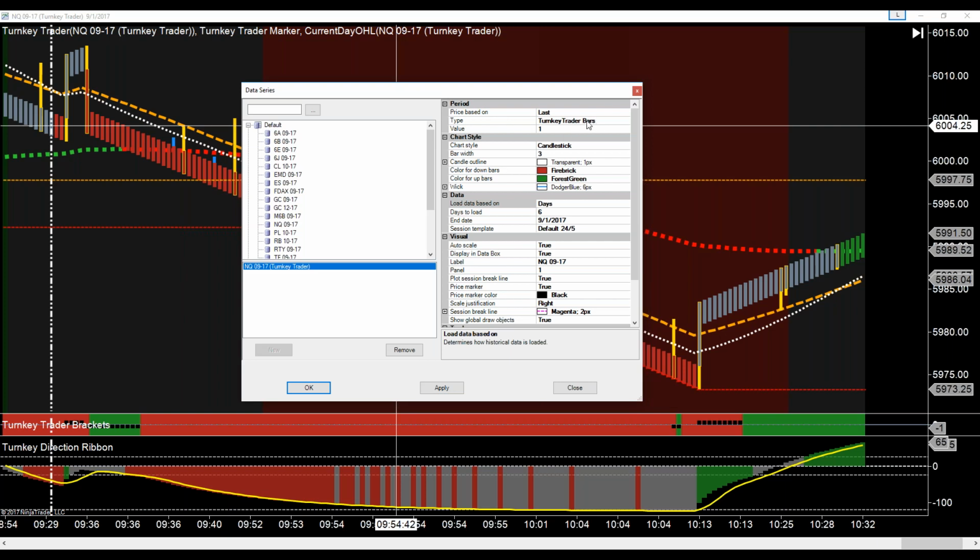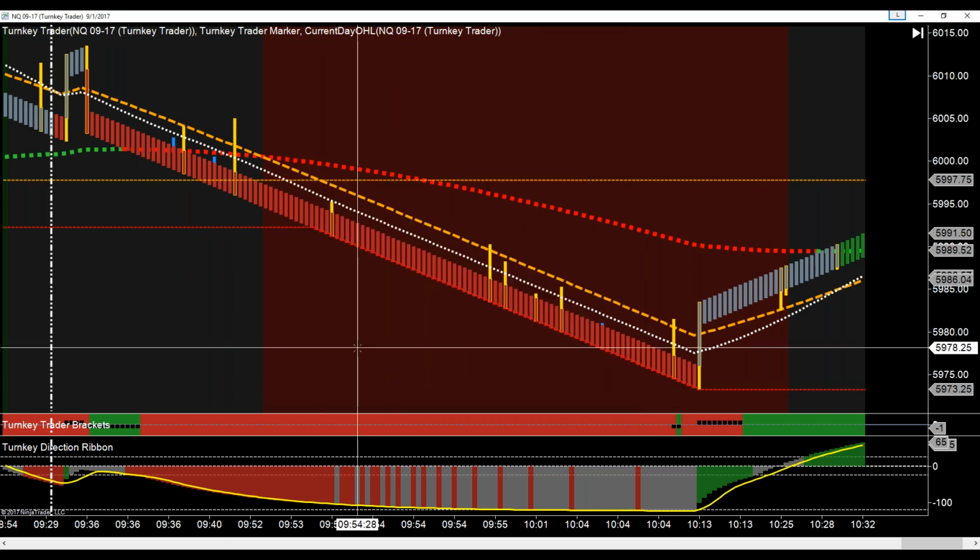But we can just select our Turnkey Trader bars. And then with any charts you're going to look at with Turnkey Trader, you want to make sure we have days to load 6 and the default 24/5 session template. And then we'll just use the Turnkey Trader complete template. So the large volume template is for CL or FDAX or a market like that. But the standard template and bar setting will work for the majority of the other markets we look at.